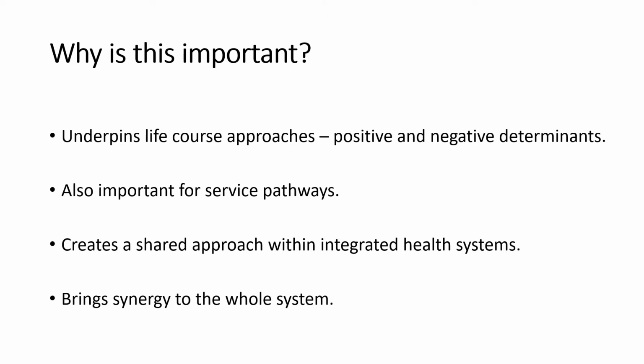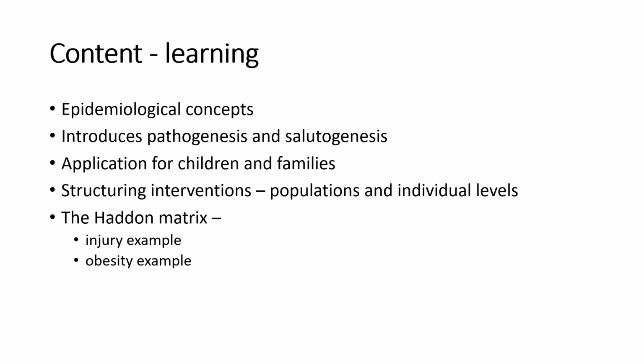Creating alignment and synergy between the various factors that contribute to health and disease is an essential element of integrated care planning. This mini-module briefly provides an overview of epidemiological concepts that contribute to pathogenesis or salutogenesis. The majority of the module will be revision for those with a health background, but could be considered an introduction to epidemiology for those from a non-health background. The module introduces the Haddon matrix and considers its application for children and family using injury or obesity as examples.